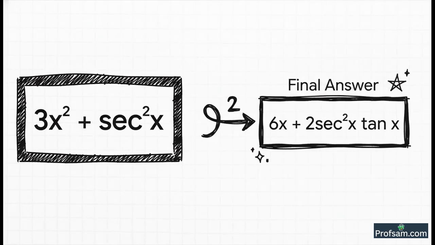Now for step 2. We take that result and we differentiate it again. The derivative of 3x squared is a simple 6x. Now for secant squared x, we have to use the chain rule. Remember, first you deal with the power, the squared part, so that becomes 2 sec x. Then you have to multiply by the derivative of the inside function, which is sec x. The derivative of sec x is secant x tan x. So you put it all together, and our final answer is 6x plus 2 secant squared x tan x.